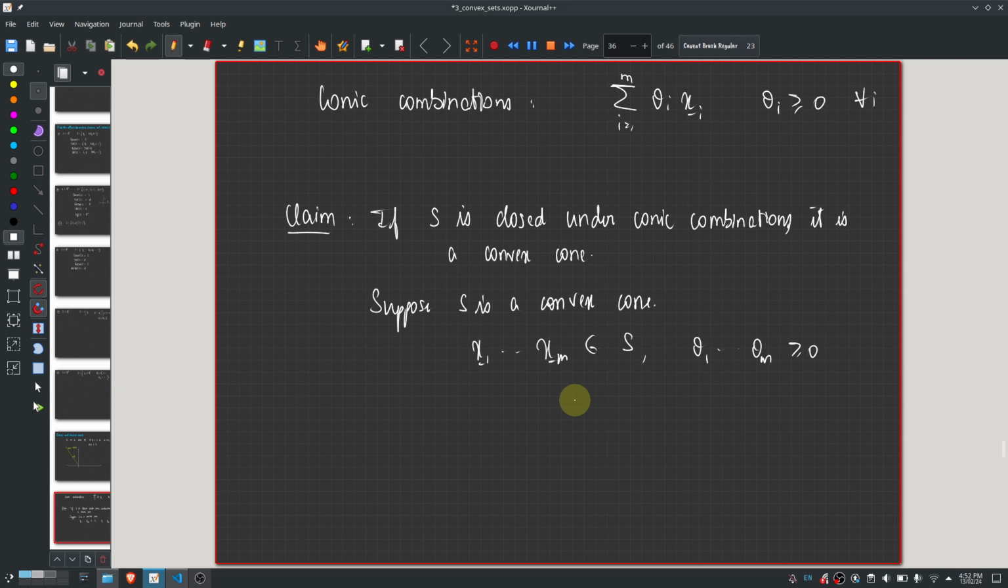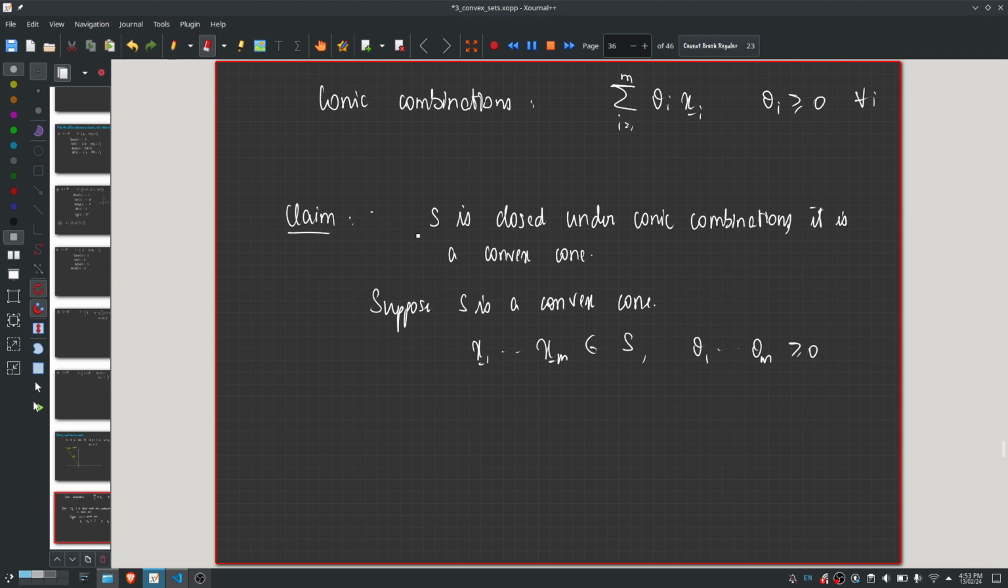You know that S is a convex set, right? So S should be closed under convex combinations. So from theta 1 to theta m, can you construct a convex combination? If S is closed under convex combination, then it is a convex set. So if S is closed under conic combination, correct? But we are using the fact that S is convex.